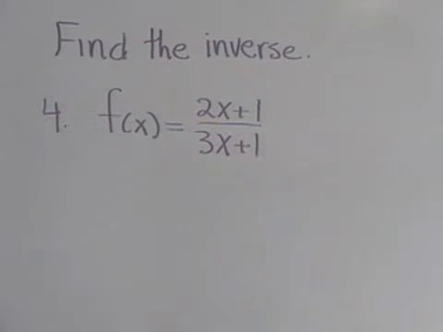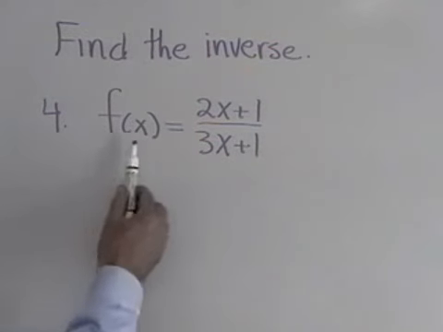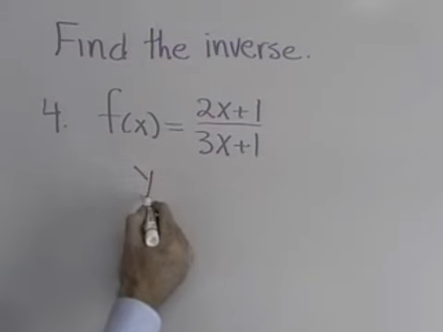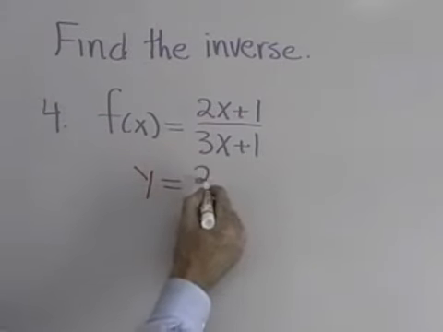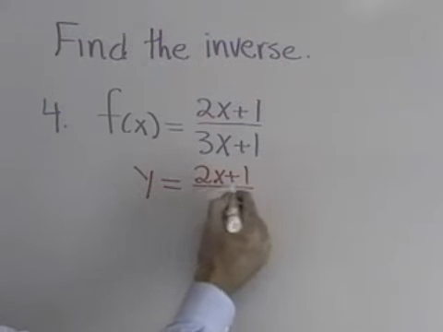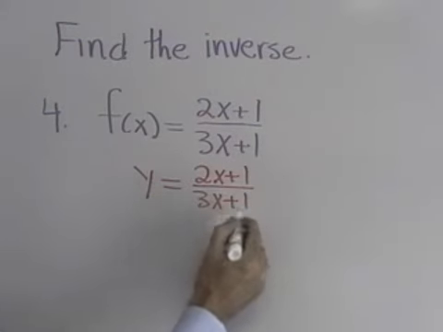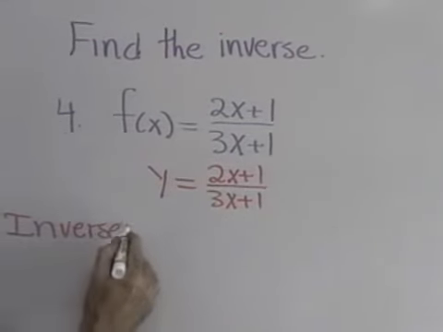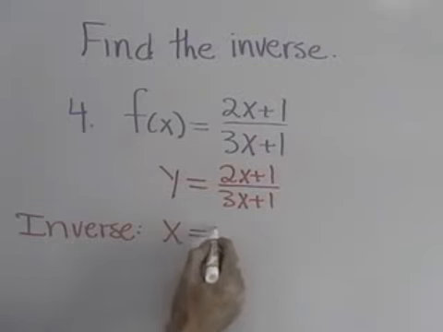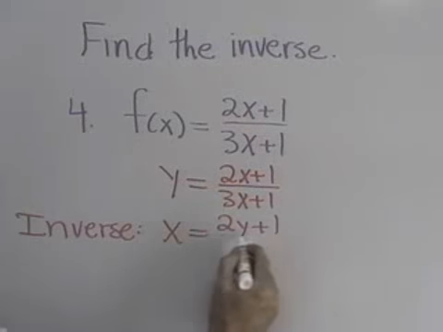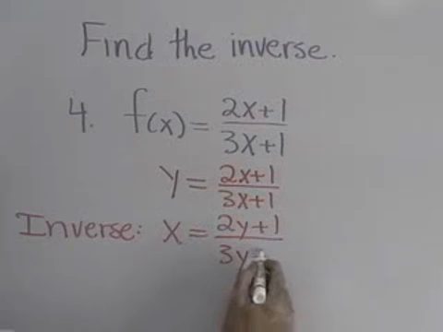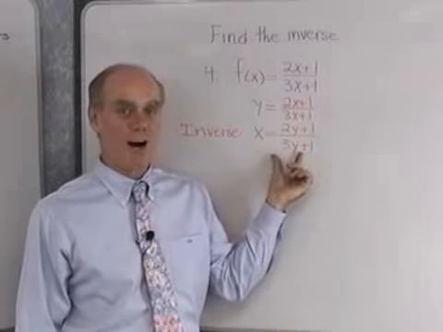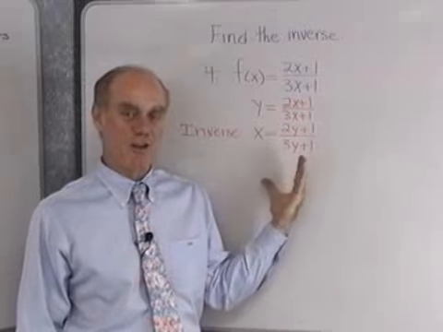I want to do one more problem here, and that is to find the inverse of f of x equals (2x plus 1) over (3x plus 1). So I'm going to use my y notation and write this as y equals (2x plus 1) over (3x plus 1). Now, the inverse will be x equals (2y plus 1) over (3y plus 1). Now, what I need to do next is solve this equation for y, so I get y in terms of x, and then I'll have the equation of the inverse.